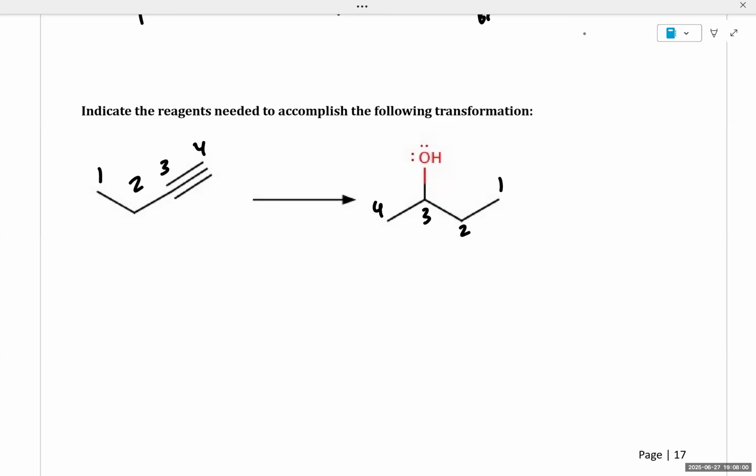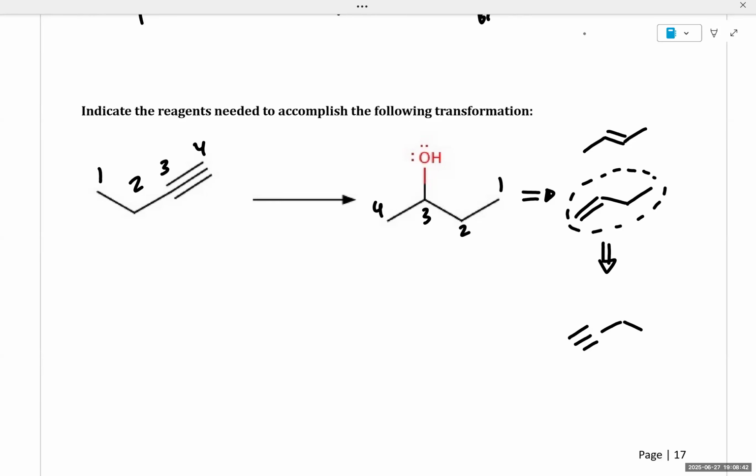Okay, so first and foremost, thinking retrosynthetically, I can make this alcohol very easily via oxymercuration or hydroboration-oxidation. So I'm going to make this alcohol from the corresponding alkene. Now, I could just as easily have used this alkene. The reason why I'm preferring this alkene is it more closely resembles my starting material. And I can make an alkene from the corresponding alkyne.